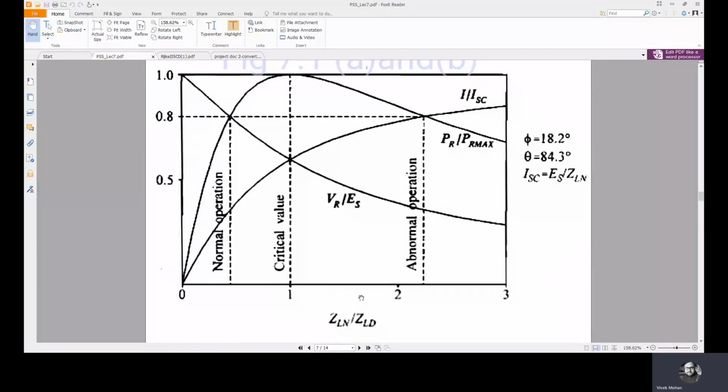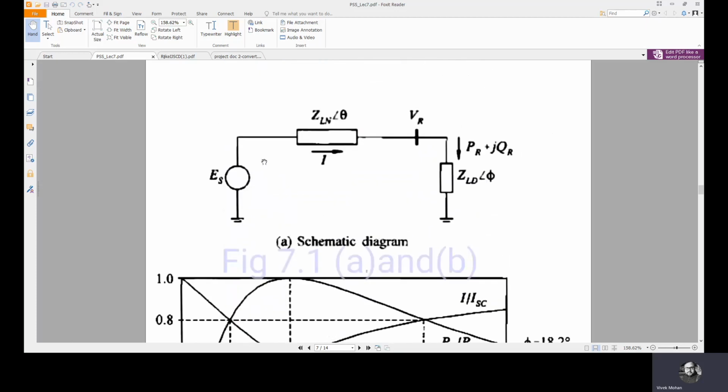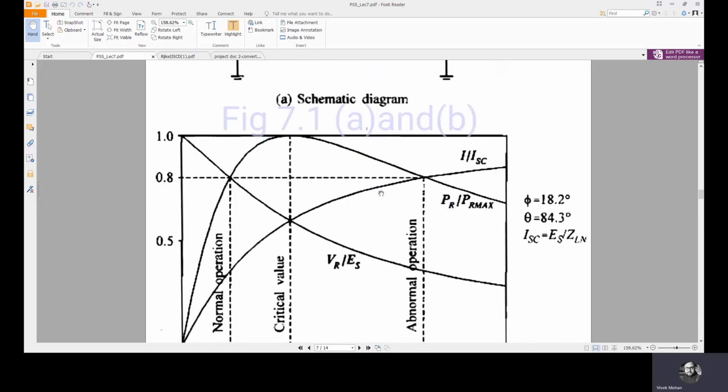Now, with increase in this ratio ZLN divided by ZLD, we have increase in current. In effect, increase in load implies reduction in ZLD, which causes higher current drawn from the supply. That is what this curve shows.